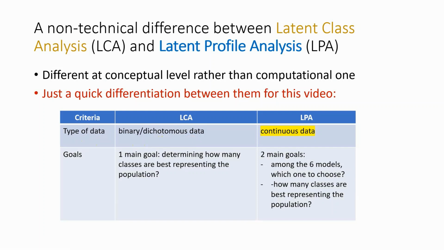So there are only two types of answer. But for latent profile analysis, you can use this analysis with continuous data like score, age, and so on. For the goals, the main goal of latent class analysis, or in other words, what you are concerned most about, is how many classes there are that can represent your population best.